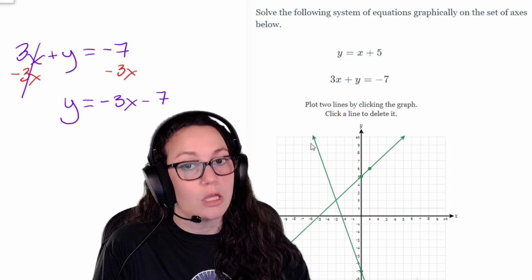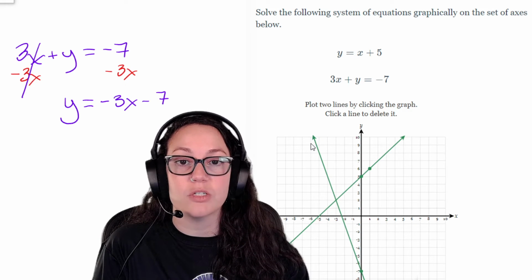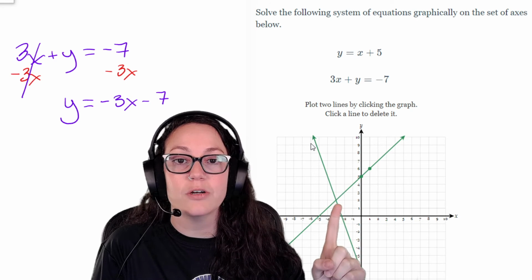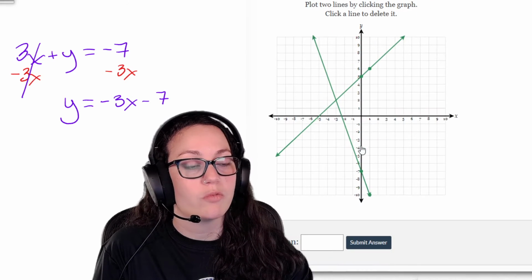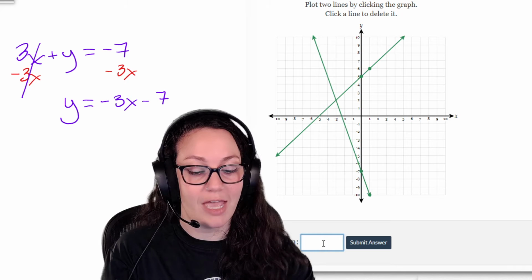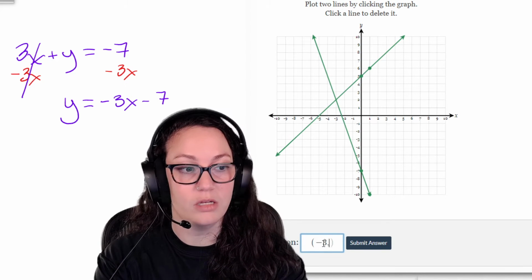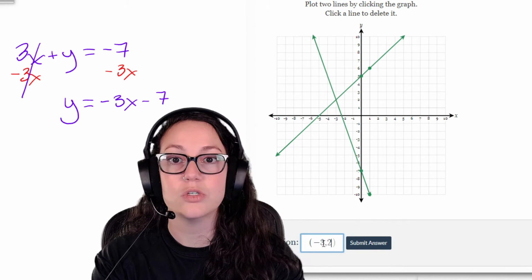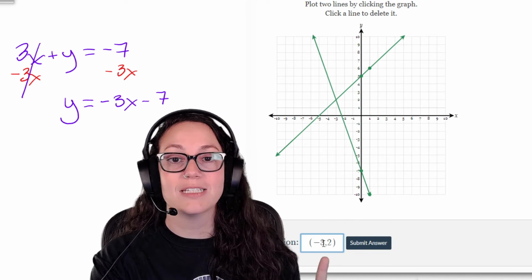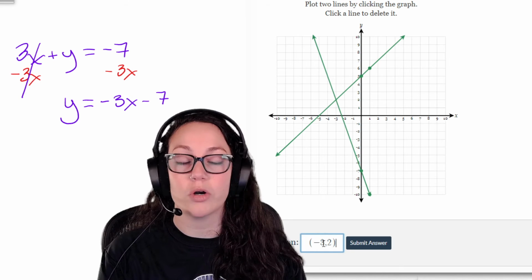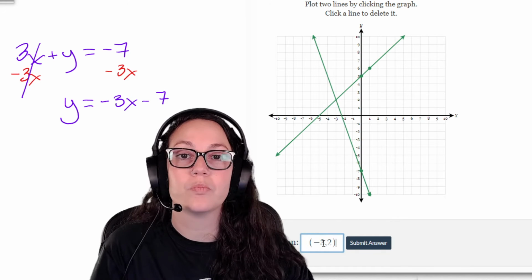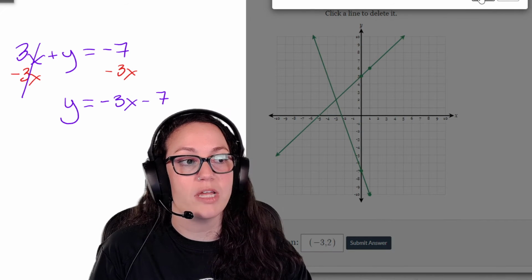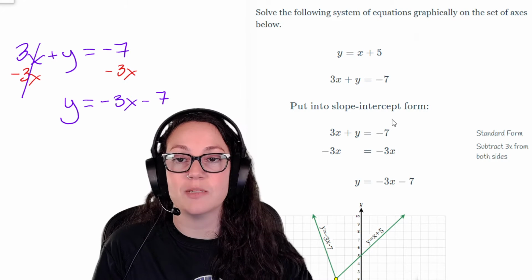Okay, the solution is at the point of intersection. That's right here. So, looking carefully, I can see that the x value is negative 3 and the y value is 2. Remember, x then y inside parentheses so that it's a coordinate, so that it's an ordered pair. We submit our answer, say yes, awesome.